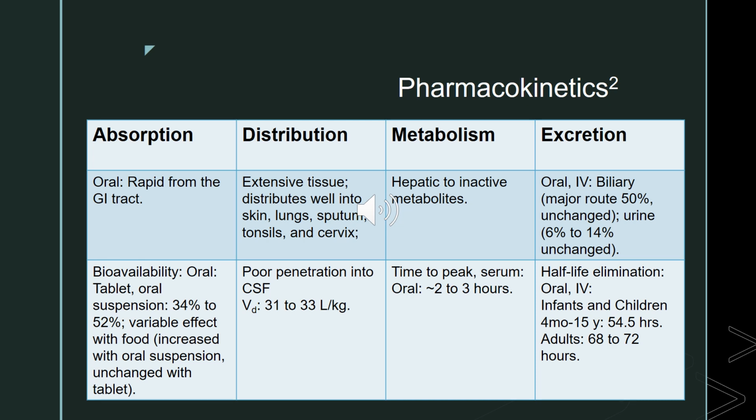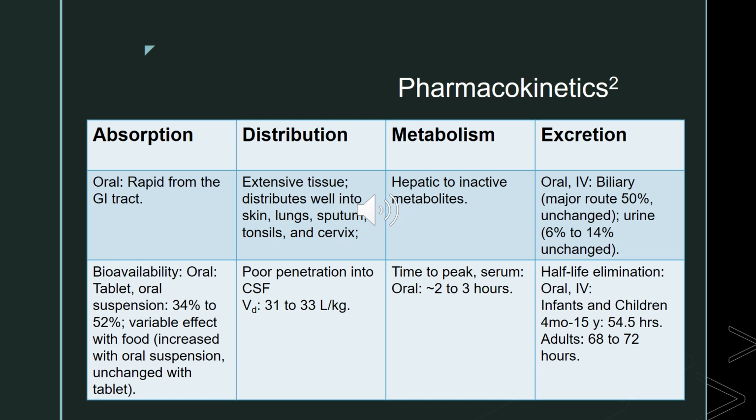On this slide, we're going to discuss the pharmacokinetic processes of azithromycin in terms of the ADME processes. In terms of absorption, we have rapid absorption from the GI tract. Bioavailability, this medication is 34 to 52% bioavailable once given by oral route. And for the oral suspension, it has an increased bioavailability if given with food.